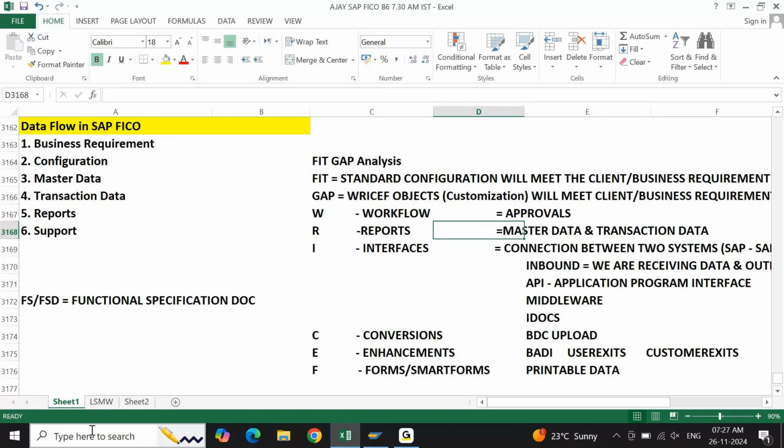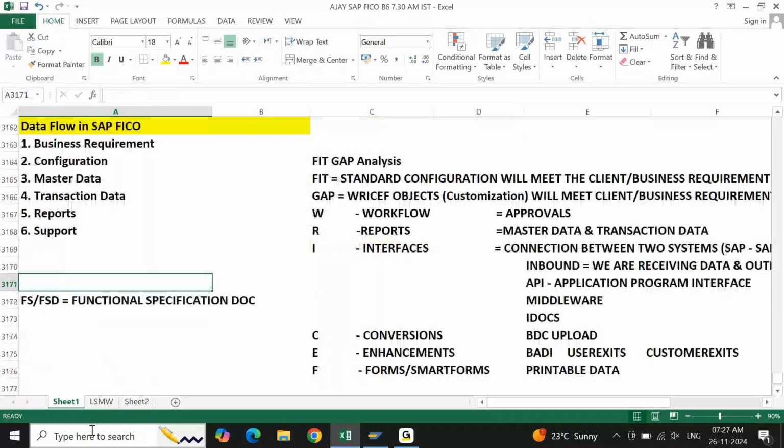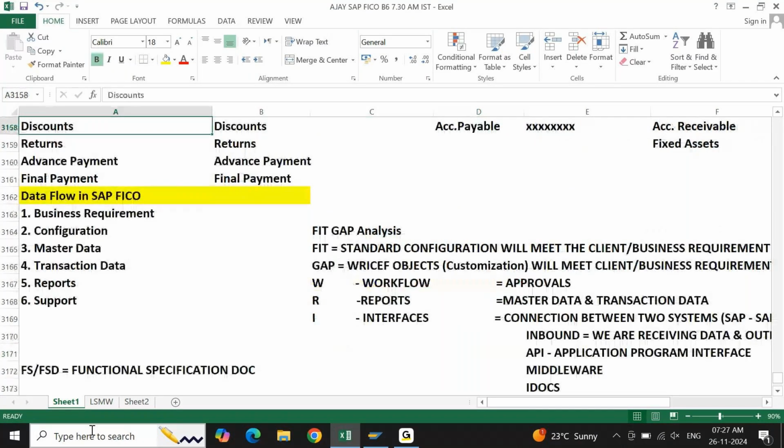If you do not know purchase order, sales order, credit sale, cash sale, credit purchase, cash purchase, integration, RICEF objects, what is standard, what is customized, these points and all, if you are not aware, please do not tell anybody you know FI accounts payable, you know FI accounts receivable, because these are incomplete.